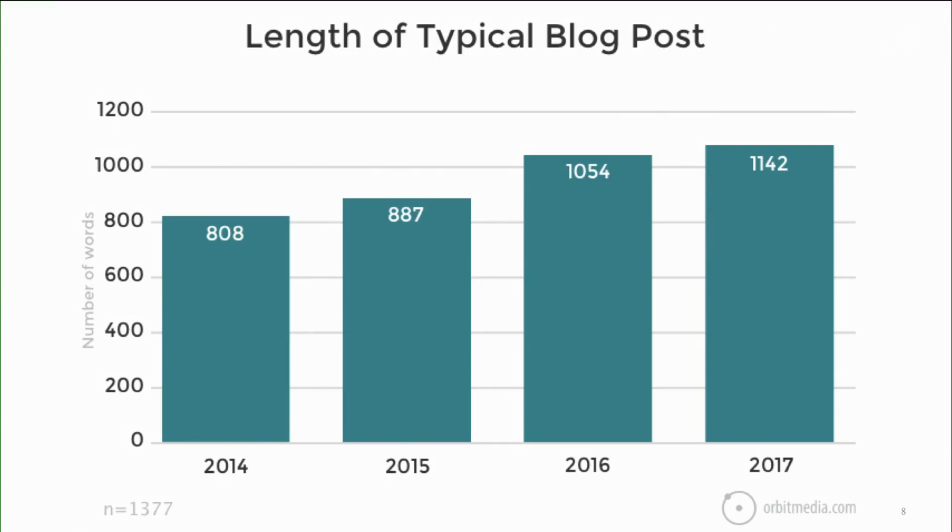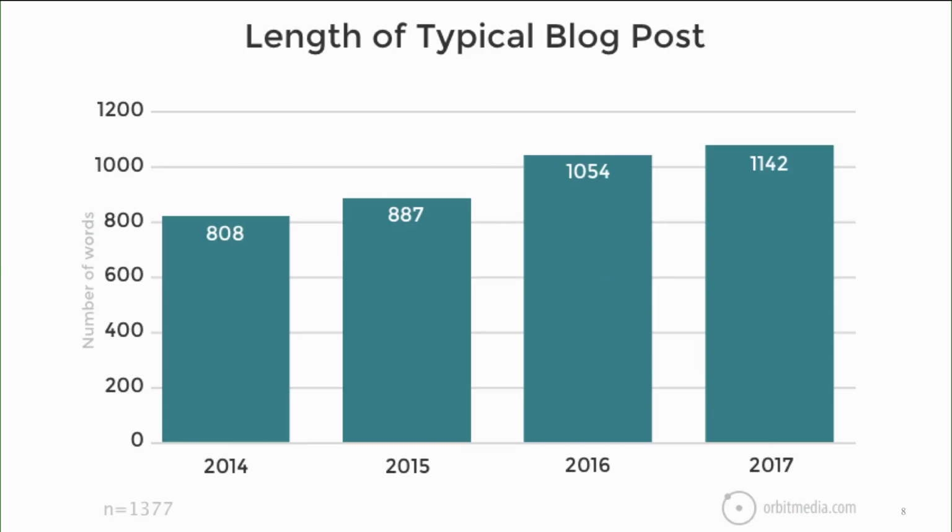So where does that time go? One is length, and it's a common question. How long should my blog post be? There's no right answer, but the average length, according to the survey, if you average out each range, 1,142 words, which is up, right? Which is up.